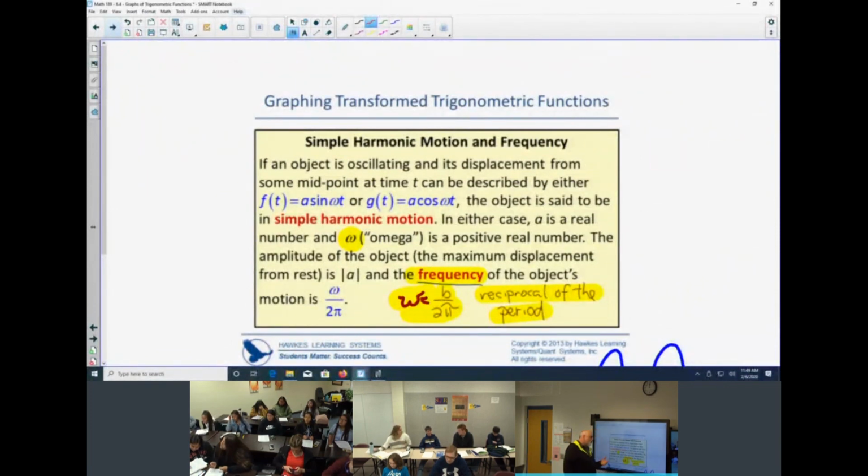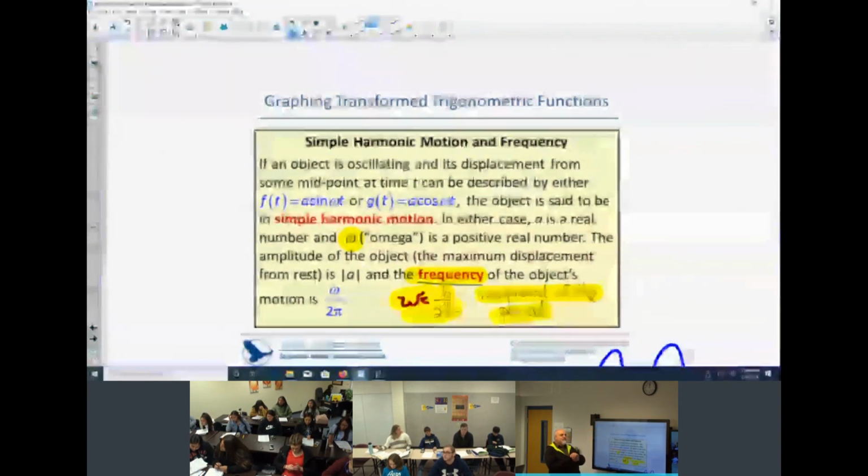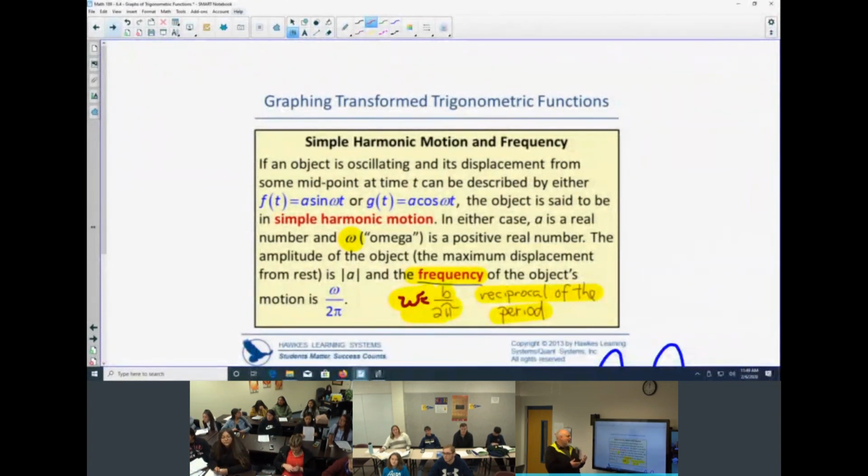One last bit: sometimes they'll have a problem that involves the frequency of a graph. Frequency is basically just the reciprocal of the period. They use omega for the frequency, so if you find the period and then take the reciprocal, that gets you your frequency. So if your period is 2, your frequency is 1 over 2, or 1/2.